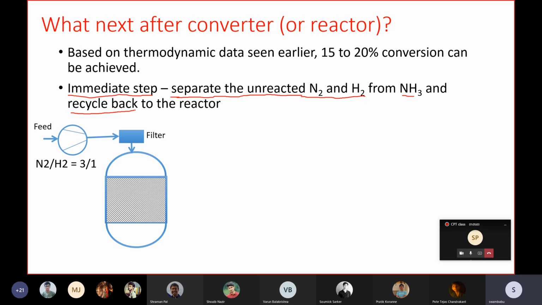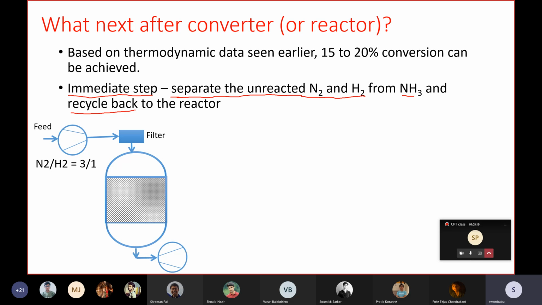Just now we have seen either intermediate cooling or direct quenching. In the typical process flow diagram, we won't show that intermediate cooling or quenching.